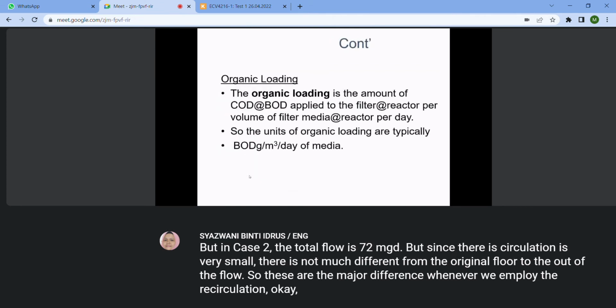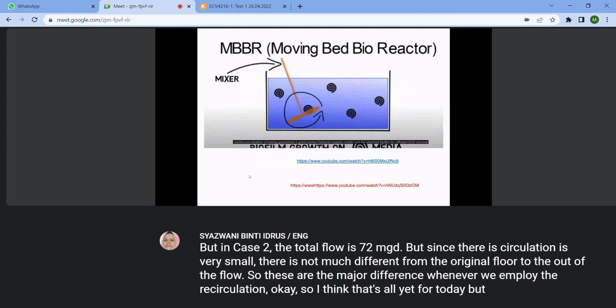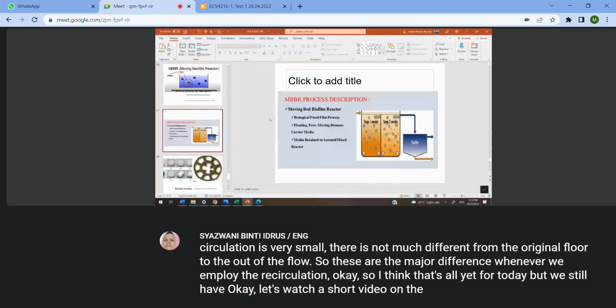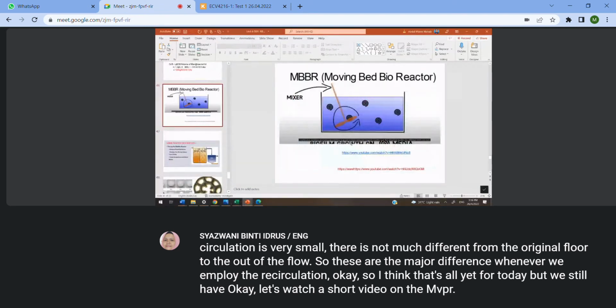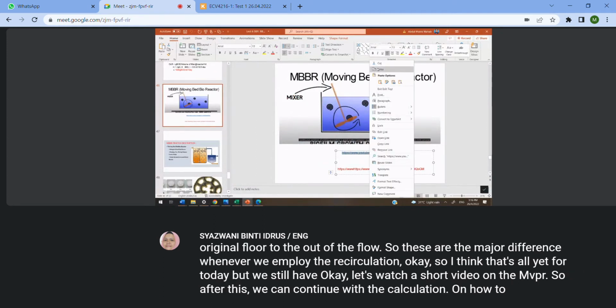Okay, so I think that's all for the trickling filters. We still have the MBBR. Let's watch a short video on the MBBR, and after this we can continue with the calculation on how to design the system.